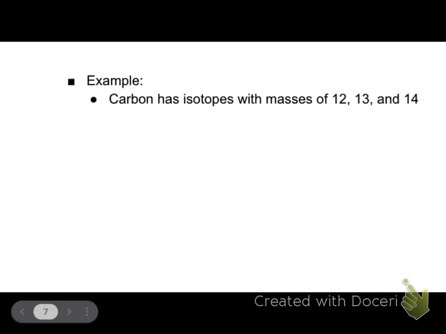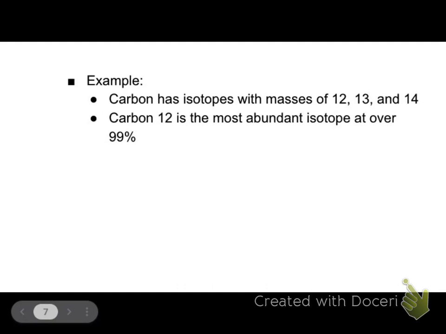An example of this would be carbon, which has 3 isotopes. You can have carbon-12, carbon-13, and carbon-14. Okay. So carbon has 6 protons, which means you can either have 6, 7, or 8 neutrons in the nucleus of an atom. However, carbon-12 is by far the most common isotope of carbon, meaning that over 99% of the carbon atoms that you find will have only 6 protons and a mass number of 12.